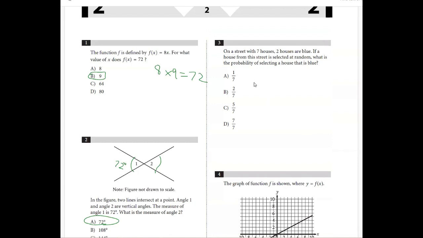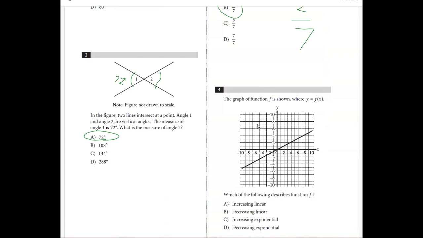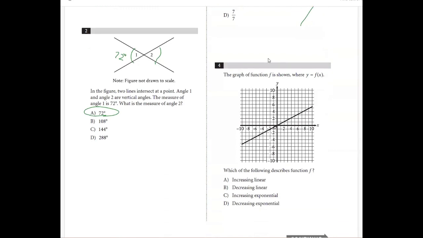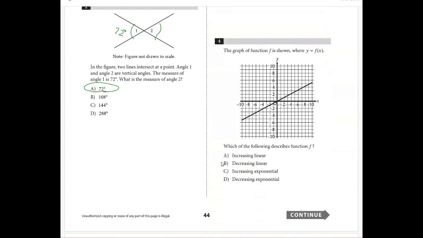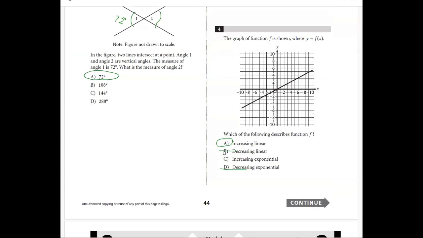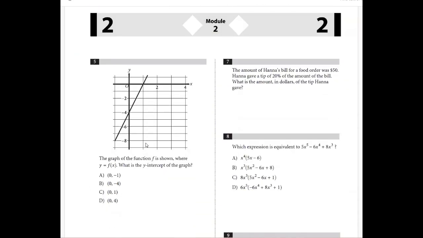And question number 3, on a street with 7 houses, 2 houses are blue. If a house from the street is selected at random, what is the probability the house is blue? So it's 2/7. So B is the correct answer. 4a, the graph of function f is shown where y is equal to f of x. None of these are decreasing. This clearly is a linear function, so A is the correct answer. What is the y-intercept of the graph? So when x is equal to 0, it's -4, so B is correct.